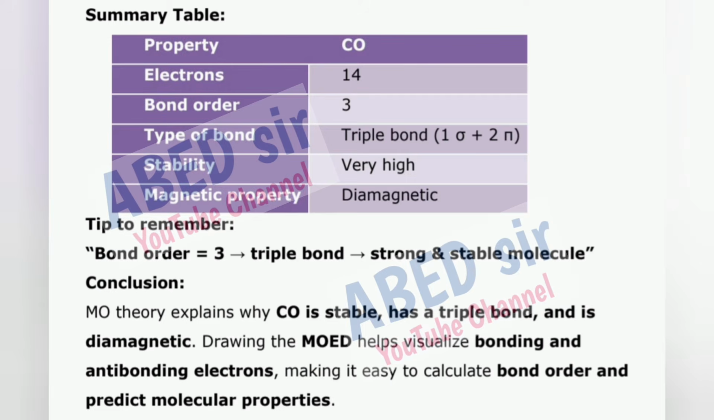Conclusion. MO theory explains why CO is stable, has a triple bond, and is diamagnetic. Drawing the MO diagram helps visualize bonding and antibonding electrons, making it easy to calculate bond order and predict molecular properties.